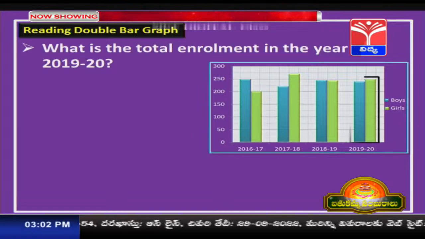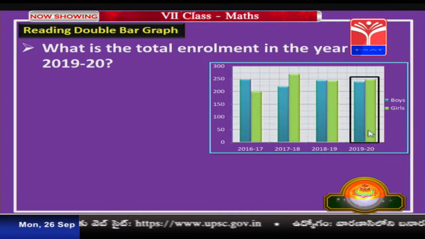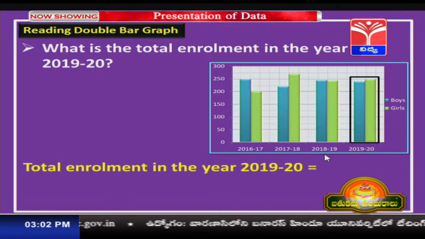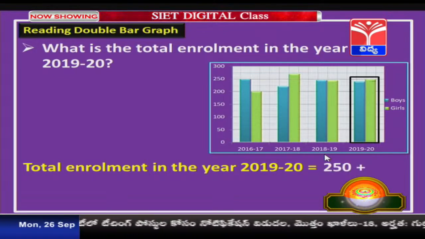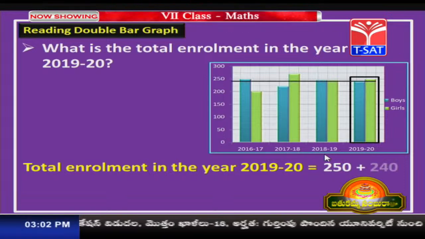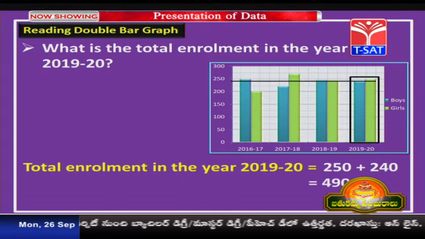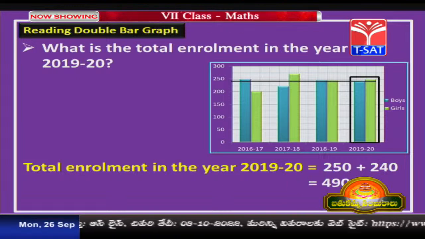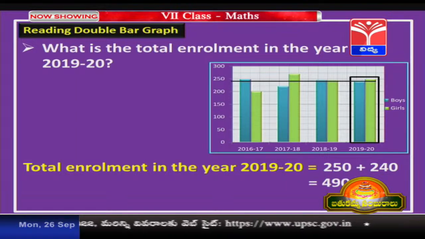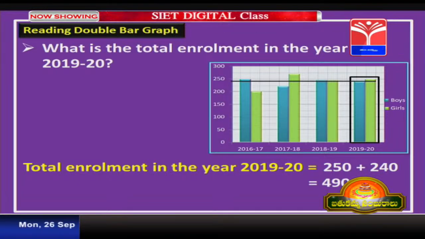So, the final question, the total enrollment in the year. So, if you notice, in 2019-20, the enrollment is, the number of girls are 250 plus the number of boys are 240. So, sum of these two is how much, children? Yes, 490. So, the enrollment of the total number of boys and girls in 2019-20 is 490. So, this is the information which we can conclude from this double bar graph. Now, let us see for pie chart also.